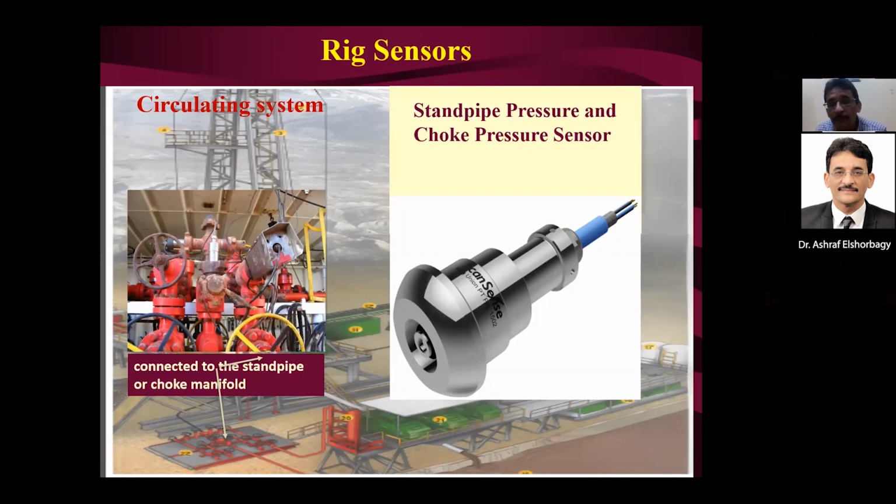And so if we have any kick, the first action when we have a kick is to shut in the well with the BOP. When we shut in the well, we still have the influx coming inside the well, and so we can measure the pressure of the influx by using what is called the choke pressure sensor. Okay, that's still in the circulating system.